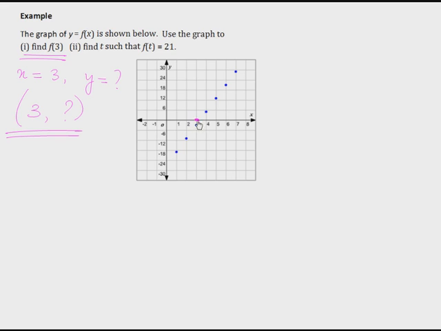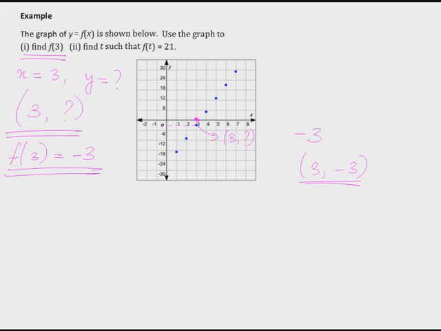So let's go to 3 on the x-axis. Here I am, 3 on the x-axis. So which point on the graph has 3 as its x-coordinate? This point. This point is 3 comma something. So that blue dot is on the graph and has x-coordinate 3. What's its y-coordinate? Well, go to the y-axis. The scale is minus 6, so the y-coordinate is minus 3. So this point is (3, minus 3). So the answer is f(3) is equal to minus 3.